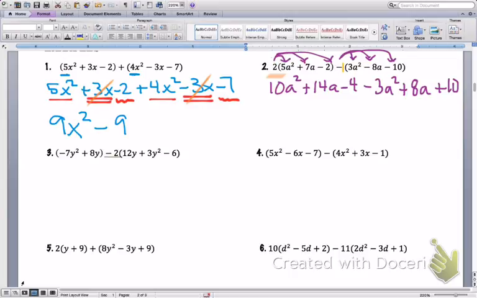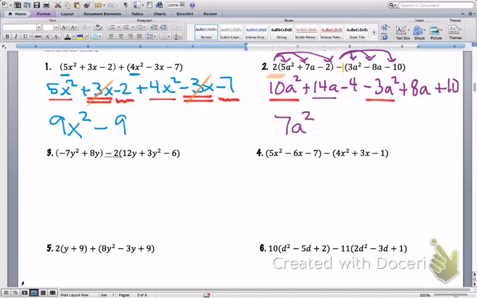All right, let's go ahead and combine our like terms. A squared with the other a squared combined. Their coefficients are 10 minus 3. That gives me a 7a squared. Only the number in front, the coefficient, changes, not the exponent.